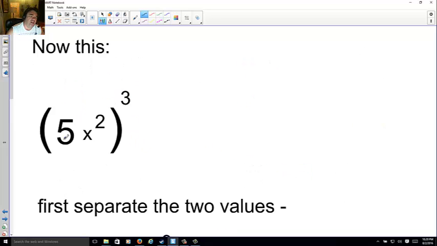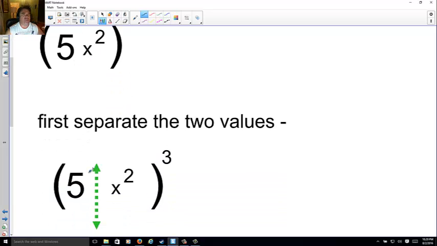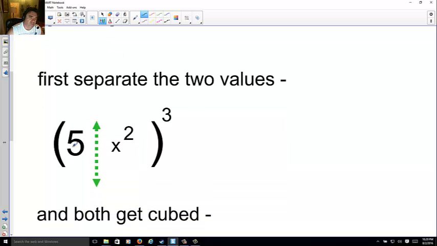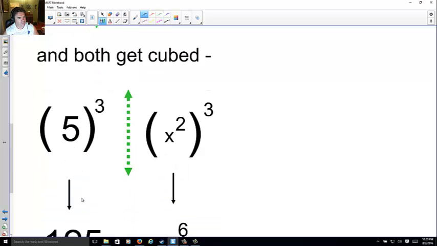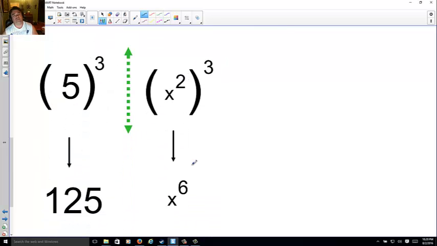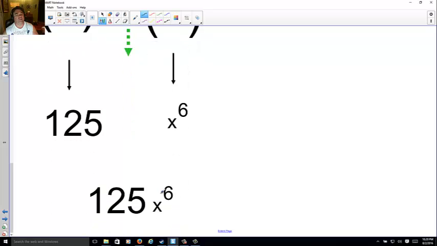Now this here, now you have a coefficient and a variable. Now that works a little differently. First you separate coefficient and variable. So this is going to be 5 to the third power, and this is going to be x squared to the third power. So both are going to get cubed. So 5 to the third power is 5 times 5 times 5, which is 125. And 2 times 3 is 6, so x to the 6th. So you're going to have 125 x to the 6th.